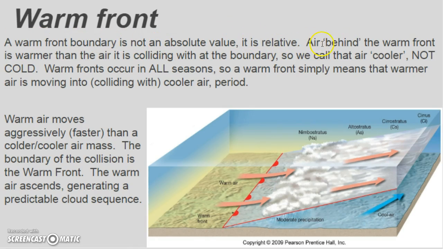It is relative. Air behind the warm front, right back here, is warmer than the air it's colliding with. And it's colliding at this boundary that we call the frontal boundary. So we call the air cooler, not cold. Warm fronts occur in all seasons, so a warm front simply means that warmer air is moving into or colliding with cooler air, period. Warm air moves aggressively or faster than colder air in a warm front condition. The boundary of the collision is the warm front. The warm air ascends, generating a predictable cloud sequence. And we're not going to get into the cloud sequence today.